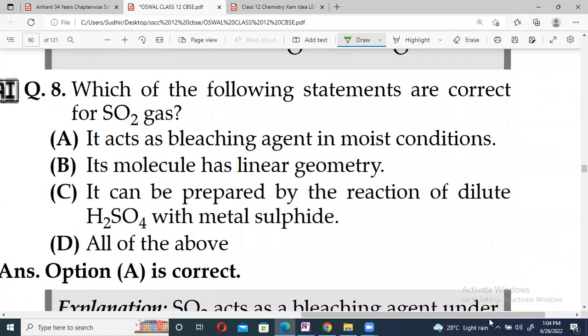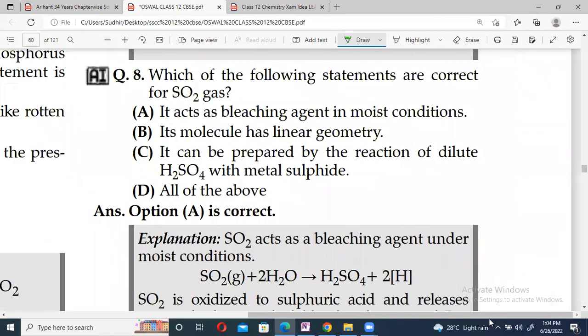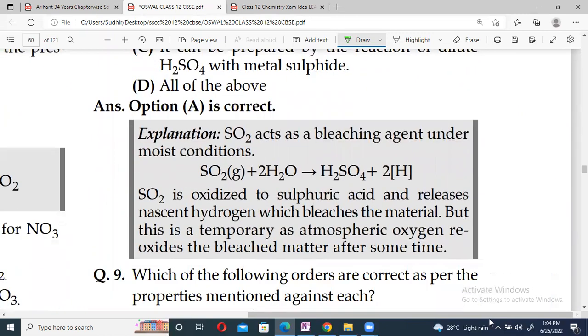Which of the following statements are correct? For SO2, it acts as a bleaching agent in moist condition. Molecule has linear geometry. Can be prepared by reaction of dilute H2SO4. All the above. Answer is A. SO2 acts as a bleaching agent only in the moist condition. Only in the moist condition.